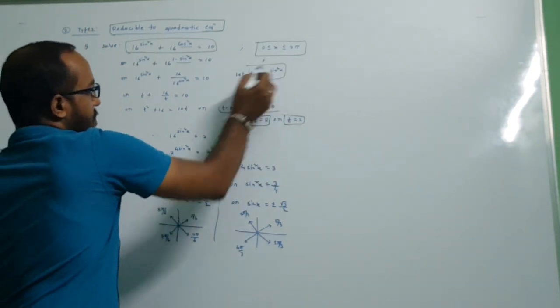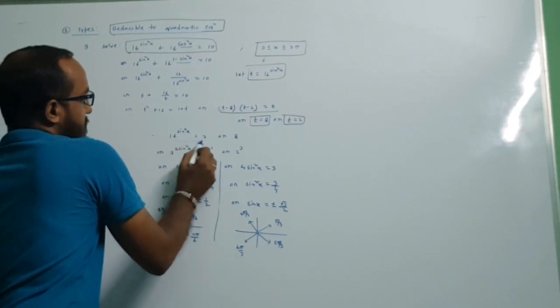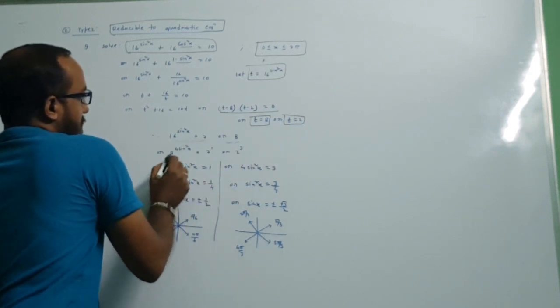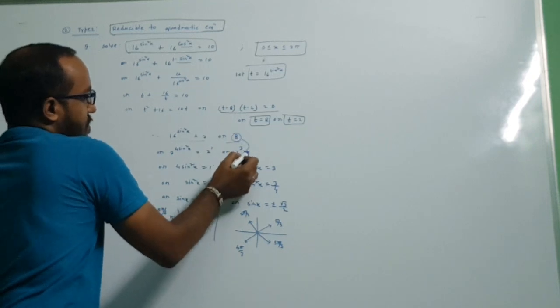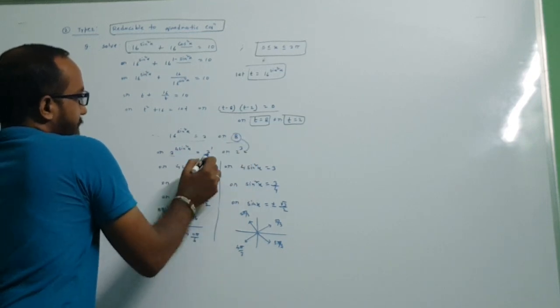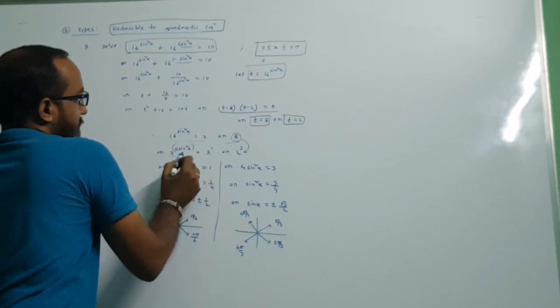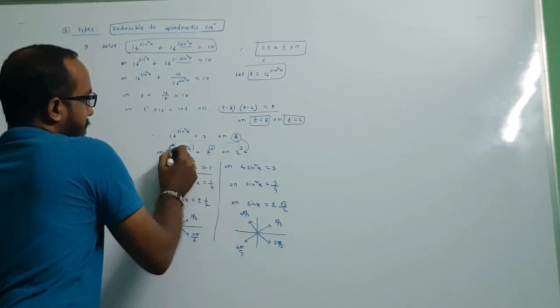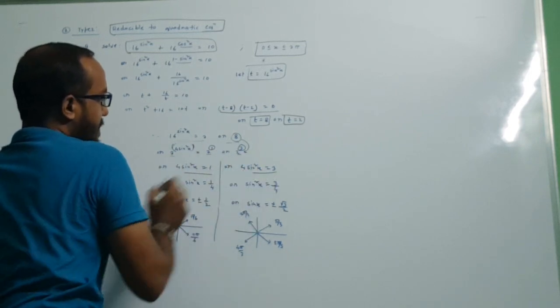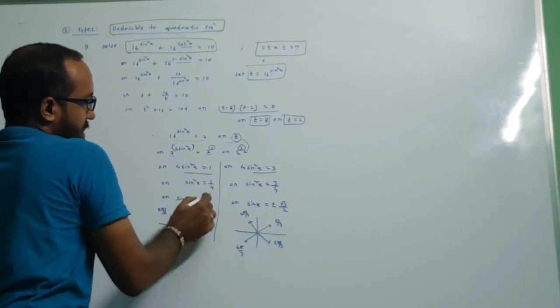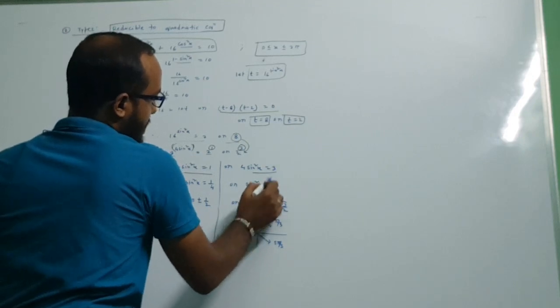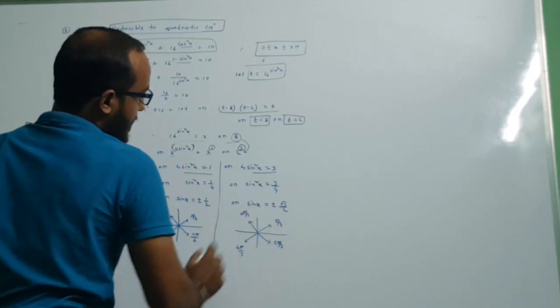So t is 16 to the power sin square x, so 16 to the power sin square x is 2 or 8. 2 we can write as 2 to the power 1 and 8 we can write as 2 to the power 3. See, bases are same. So 4 sin square x can be 1 or 4 sin square x can be 3. 4 sin square x equals 1, so sin square x is 1 by 4, so sin x is plus minus half. Sin square x is 3 by 4, so sin x is plus minus root 3 by 2.